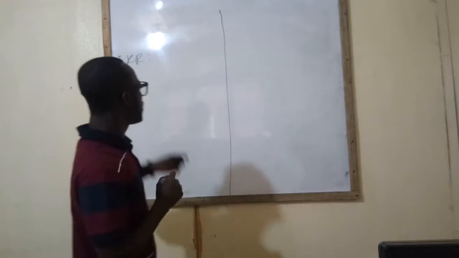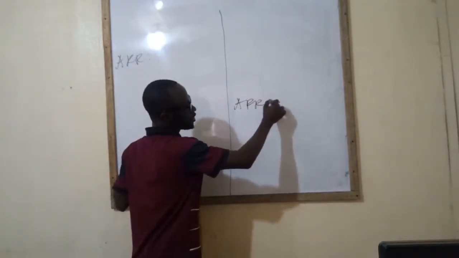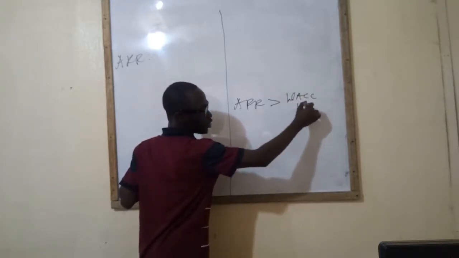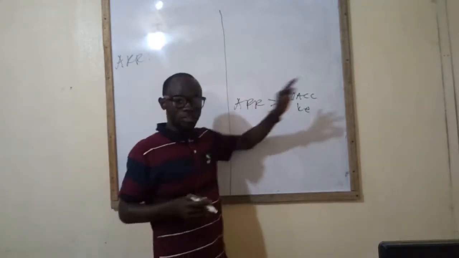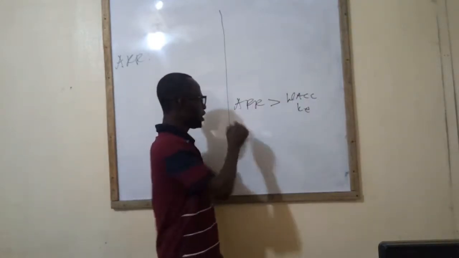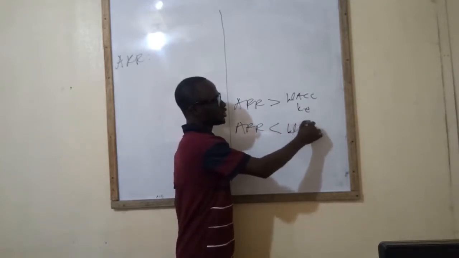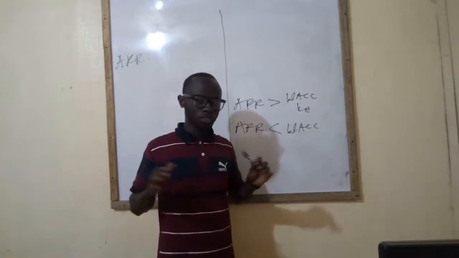Now, the decision rule here is very important. The decision rule is that if the accounting rate of return is greater than the company's weighted average cost of capital, or if you want, cost of equity, then we accept the project. But if the accounting rate of return is less than the weighted average cost of capital of the company, then we reject the project.